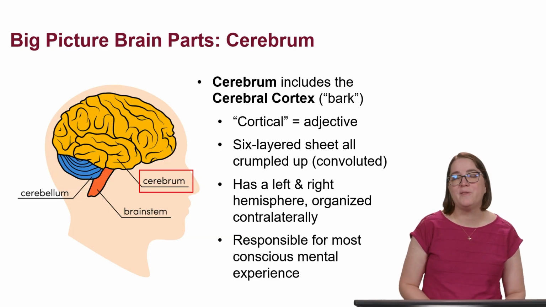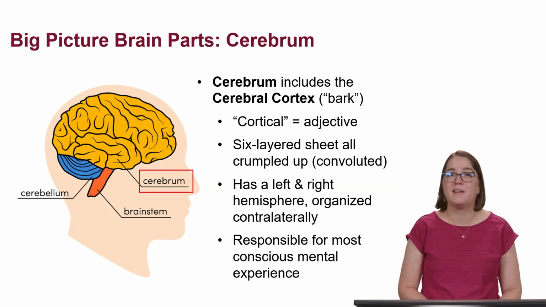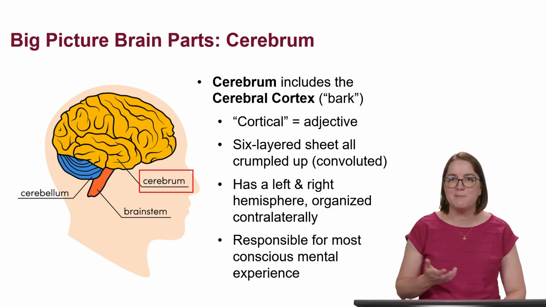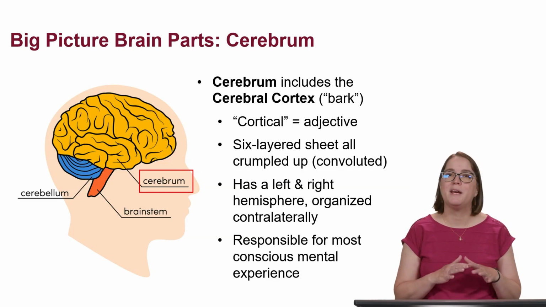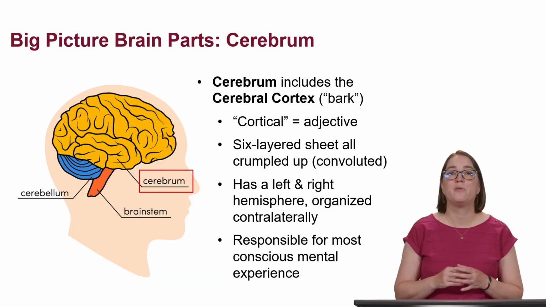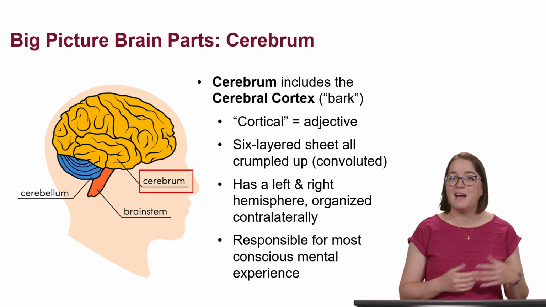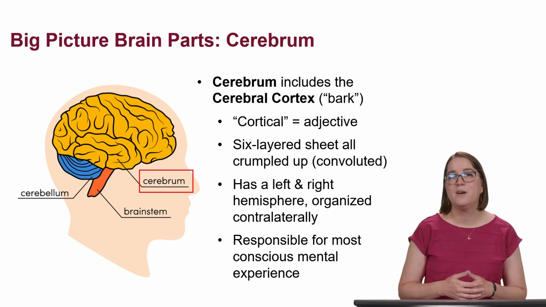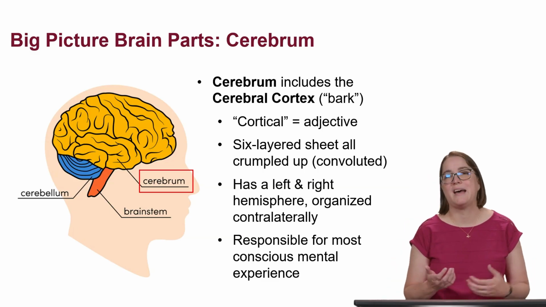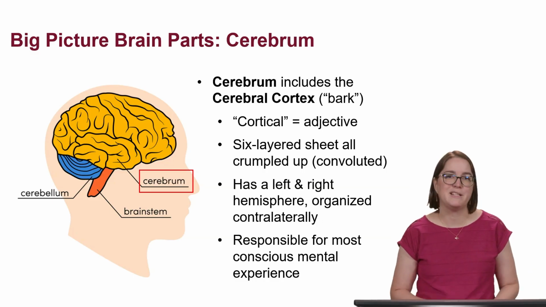You might already know that the biggest part of the cerebrum is the cerebral cortex, which is the outer layer of the brain. In fact, cortex means bark in Latin. The cortex is all crumpled up and convoluted. If you were to stretch it out, it would be about 3 feet by 3 feet and about 3 millimeters thick. It has 6 layers of cells. It has a left half and a right half, and these are organized contralaterally, which I should mention means opposite sides. So the right side of the cortex controls the left half of the body and vice versa.